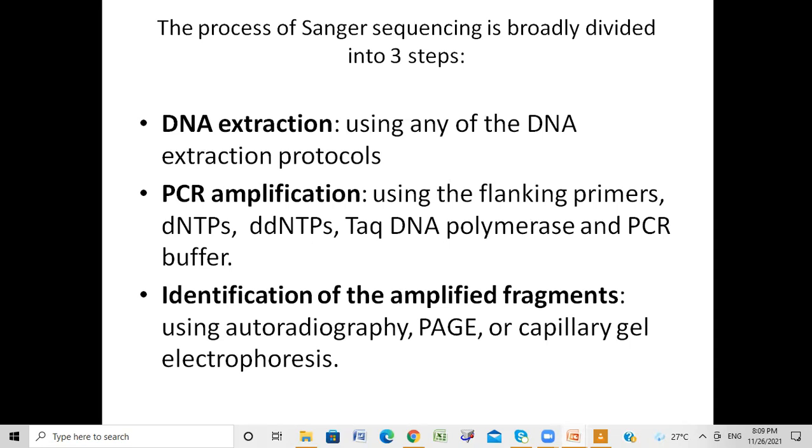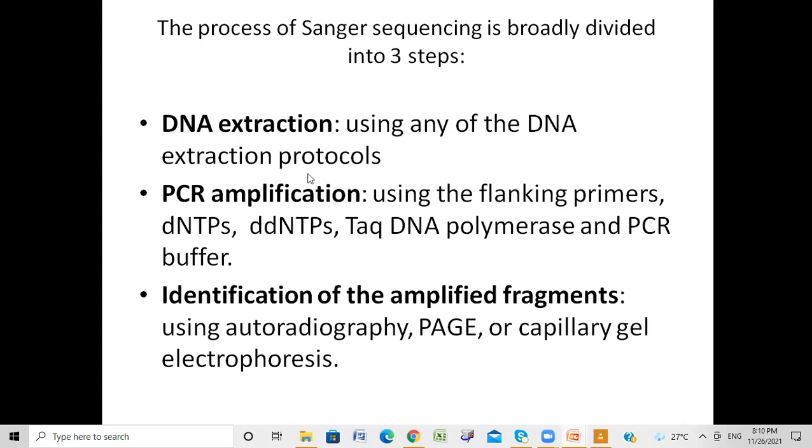Again, if you look at the earlier steps involved in the sequencing, here also the first step is the DNA extraction, using any of the DNA extraction protocols. We have different protocols for the DNA extraction, and we can use one of those. Then the PCR amplification. For the PCR amplification you need the dNTPs, that is A, C, T, G, and here additionally you have the ddNTPs, the Taq DNA polymerase, the PCR buffer, and the flanking primers, the forward and reverse primers.